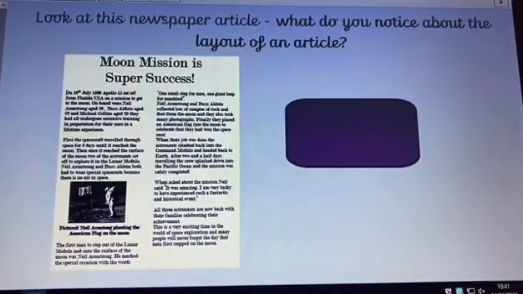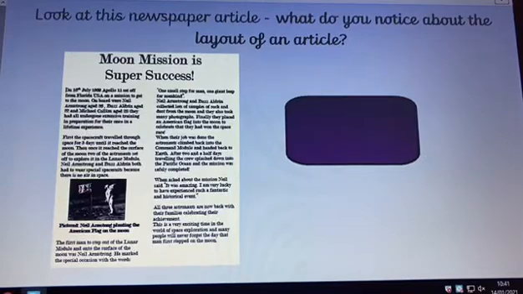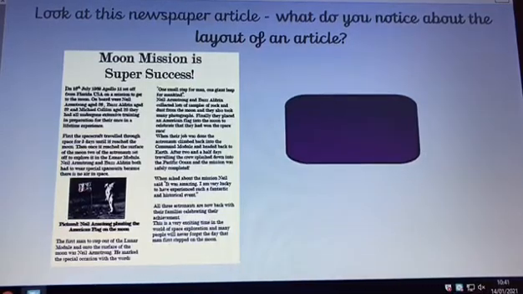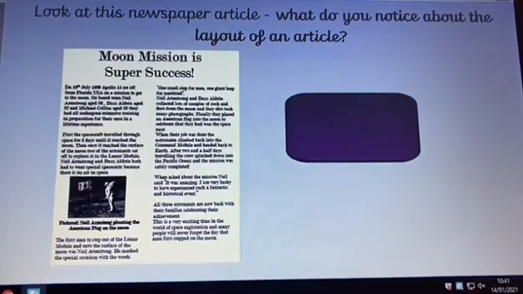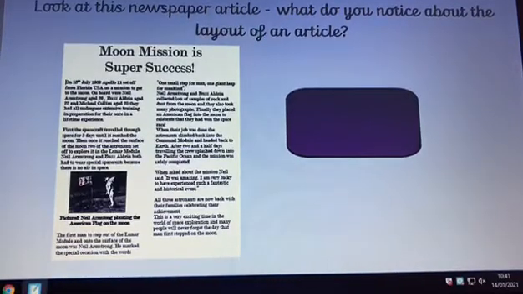Okay, so what we'd like you to think about first of all is thinking back to this example of the newspaper article and looking at the layout of it. So have a good look at it and just think about how it's laid out, which way round you would kind of read the text, and then I will put the answers up again for you in a moment.